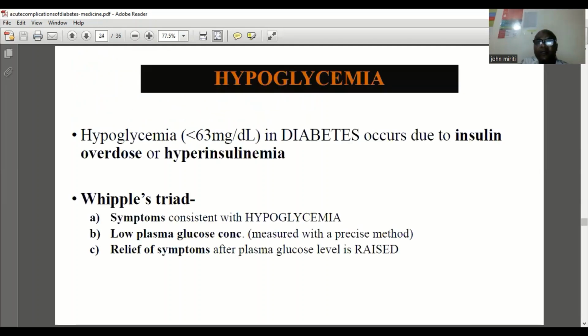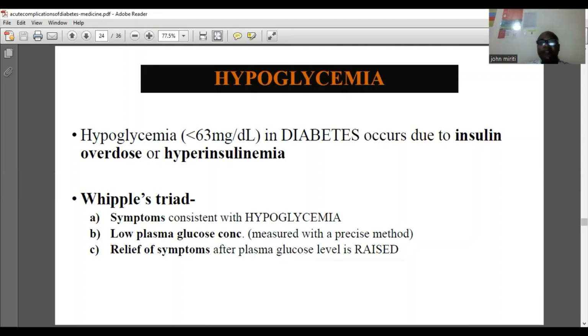So the other condition is hypoglycemia. The leading cause of death in diabetes is hypoglycemia. It is another complication of diabetes in the acute phase. In this case, the patient will have hypoglycemia with sugars of less than 63 milligrams per deciliter in a diabetic, which occurs either because the patient is injecting themselves with an overdose of insulin, or because of hyperinsulinemia. The body is producing a lot of insulin itself.